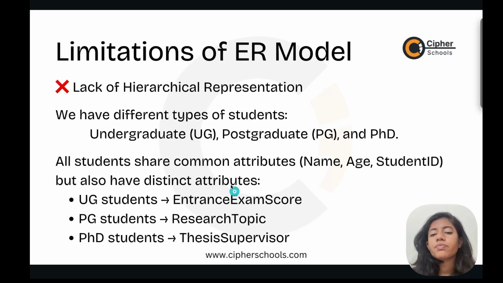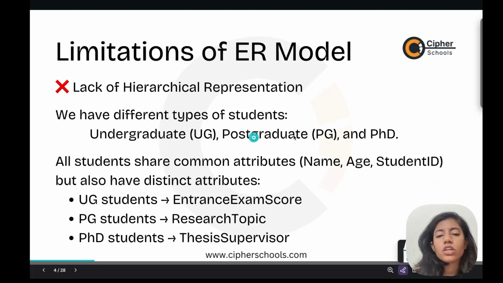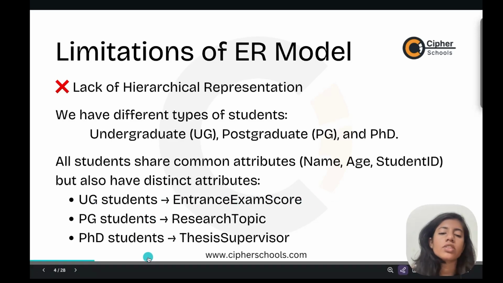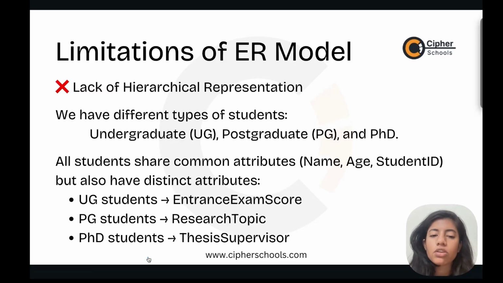But it may so happen that all students have some common attributes, right? Name, age, student ID. But different types of students may have specific ones: UG students may have some entrance exam score, PG students may have some research topic, PhD students may have some thesis supervisor. So these are the particular attributes for that case. But there are a few common attributes also.